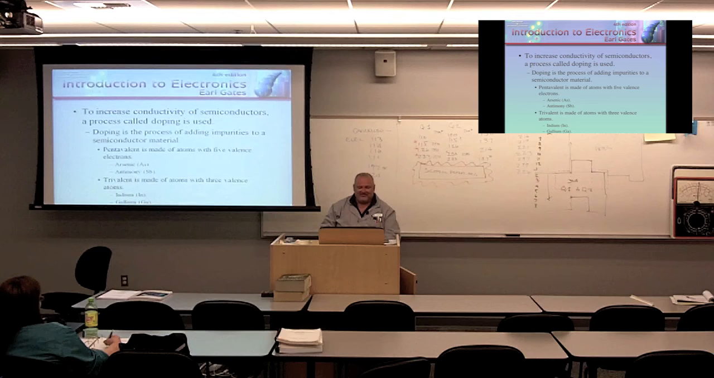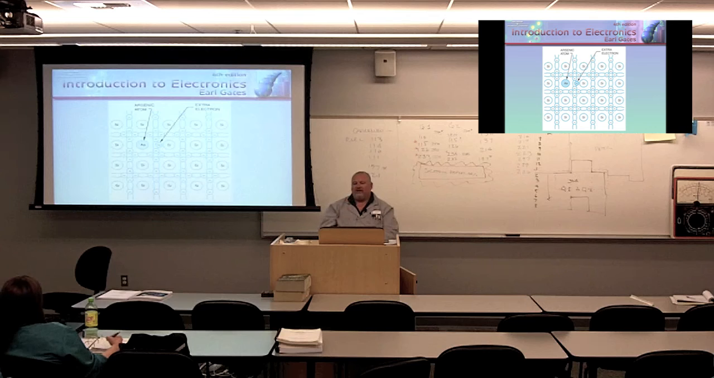Now, pentavalent, made of atoms with 5 valence electrons. The two primary materials that are used in the industry are arsenic and antimony. The trivalent dopants have 3 electrons in the valence shell. And this includes indium and gallium.